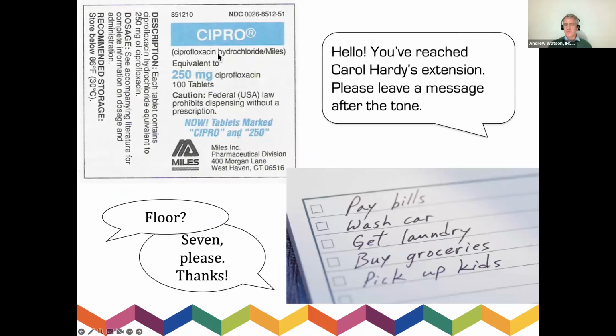What do you think? What type of text is this first one? Cipro. It's a medicine, information about a medicine. It's a medicine label, isn't it? Yeah. Is it spoken or written? Written.